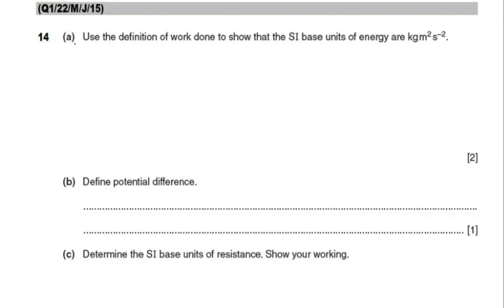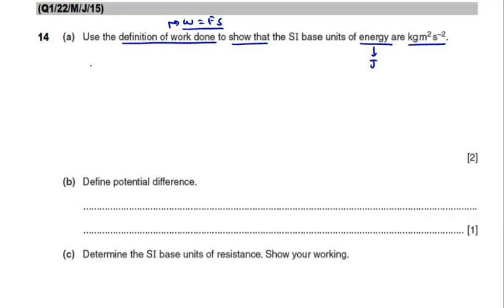Question 14 part A says use the definition of work done, which we know is force times displacement, to show that SI base units of energy are kilogram meter squared per second squared. Students, we know that work and energy, they both have the same SI unit, joule. So they should also have the same SI base units, which means that we can use the expression for work to show that the SI base units of energy are kilogram meter squared per second squared.